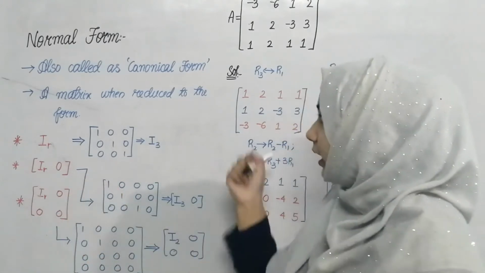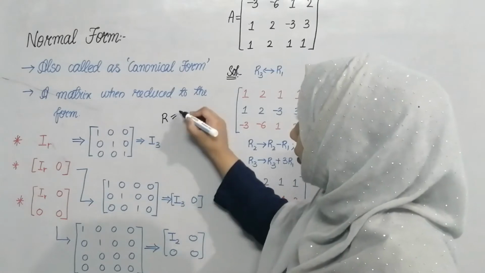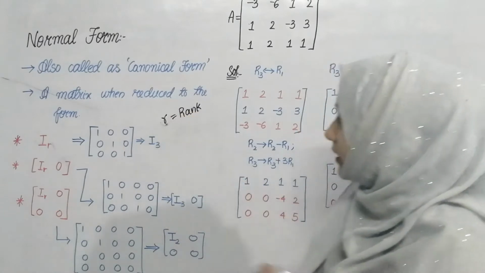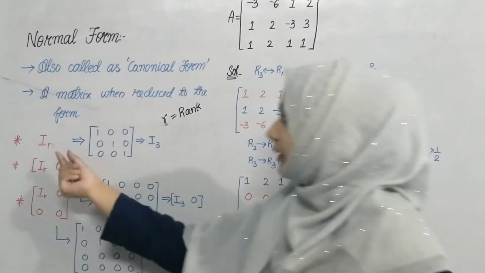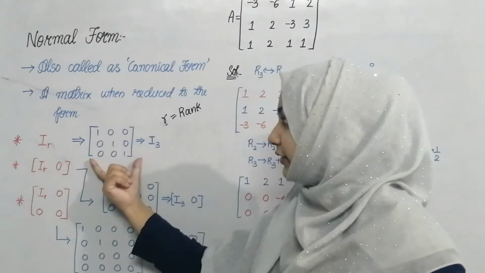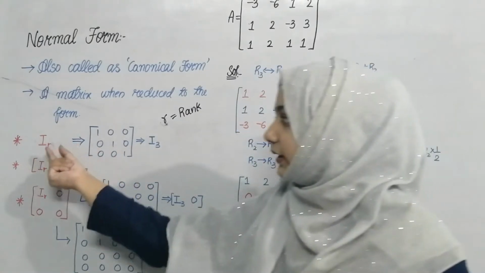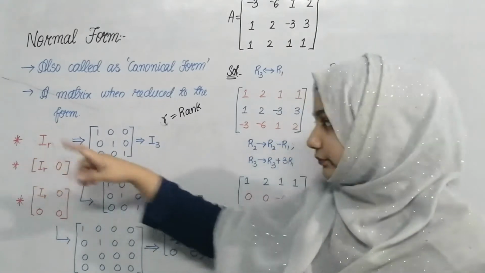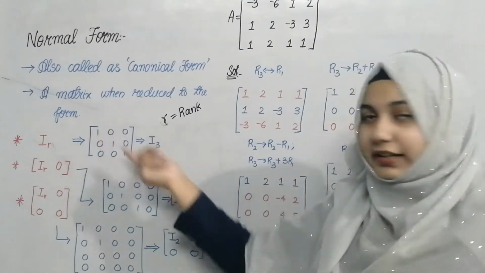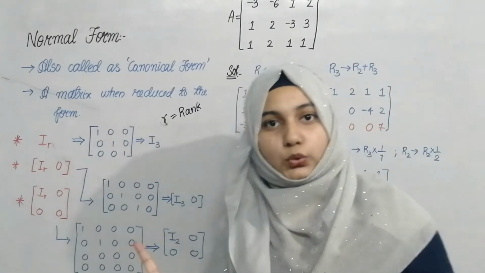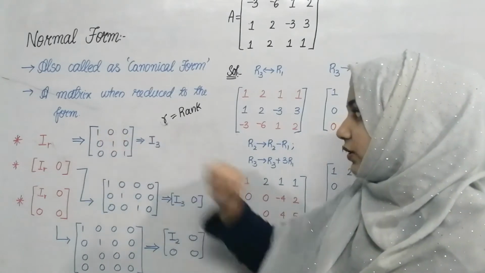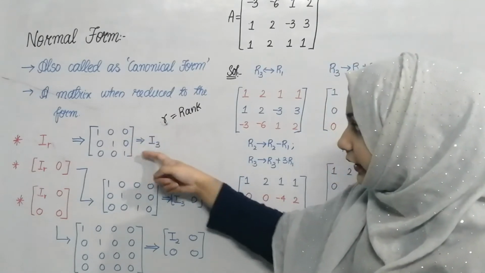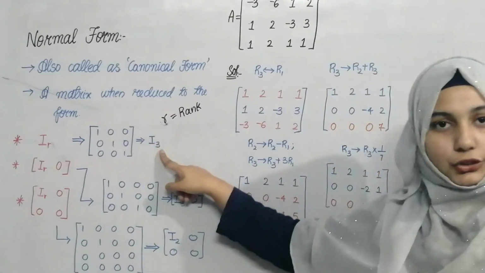Okay, what is this r here? Small r represents the rank. For example, suppose Ir, meaning what will this matrix look like? The matrix will look something like this. Ir means an identity matrix with rank r. We know the diagonal elements will be unity, 1 1 1, and the rest of the elements are 0. If you see here, the number of non-zero rows is 1, 2 and 3. So the rank is 3, so it will be I3.